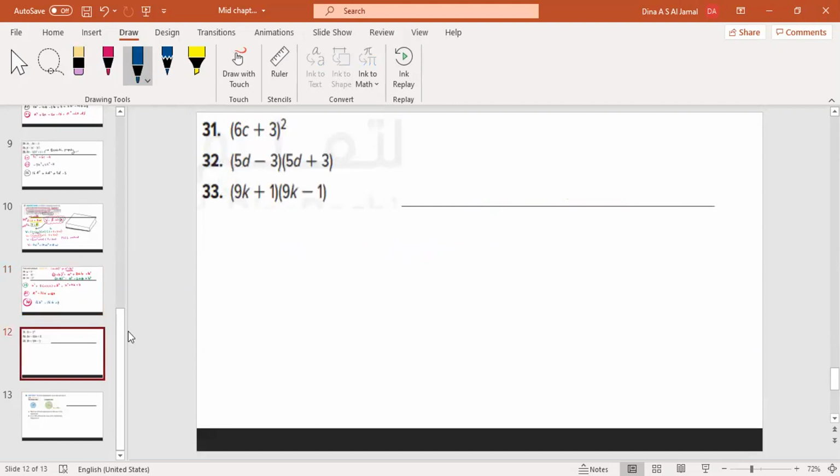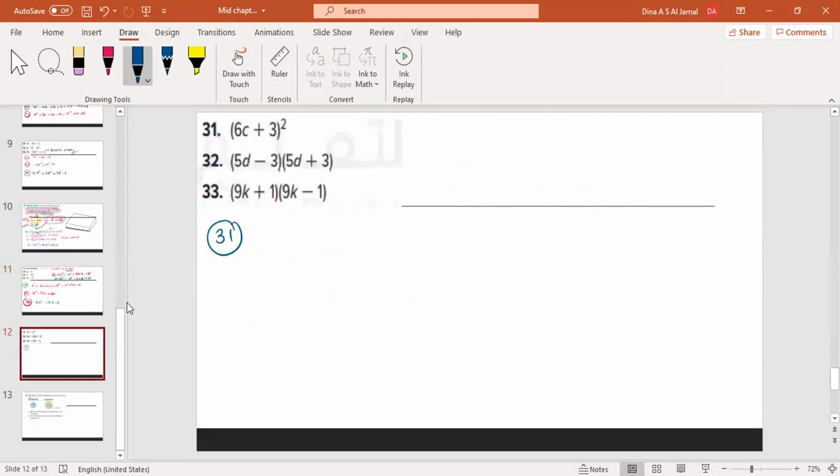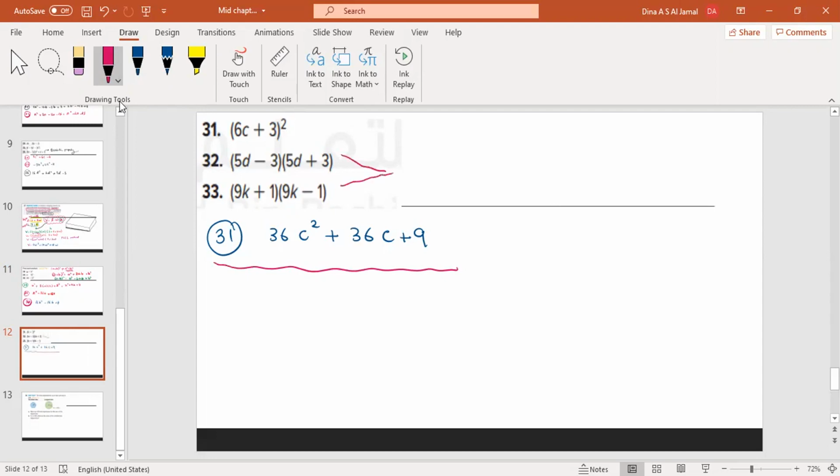Now, let's solve 31 and I will later talk about 32 and 33. So 31 will be using the same rule as 28, 29 and 30. So 31, it will be all about 36c squared plus 36c plus 9. Now, let's focus on 32 and 33.